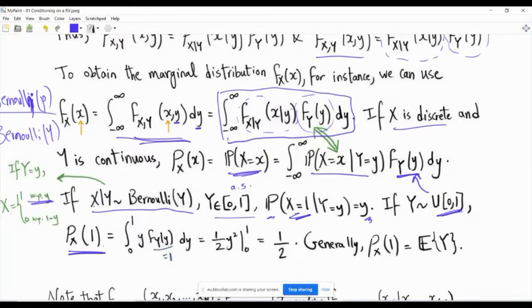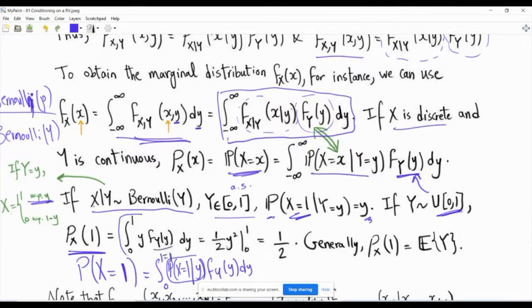So the probability that X is equal to 1, again, let's write it like this. The probability that X is equal to 1 is, and you integrate, you have the PDF of Y. So this is the variable that we are conditioning on, and it's a random variable between 0 and 1 almost surely. And then what do we have here? We write here the probability that X is 1 given that big Y is equal to small y. Okay, and this probability, if X given Y is Bernoulli Y, is equal to small y.